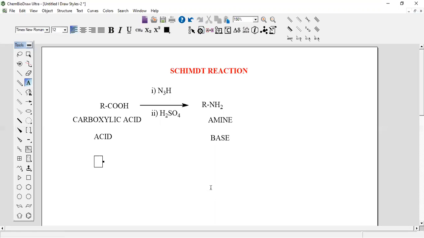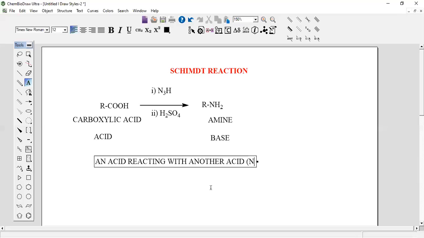See what this reaction is. Very interesting reaction. The carboxylic acid is an acid reacting with another acid. That other acid is nothing but hydrazoic acid, HN3, in the presence of an acid. What is this acid here? H2SO4.